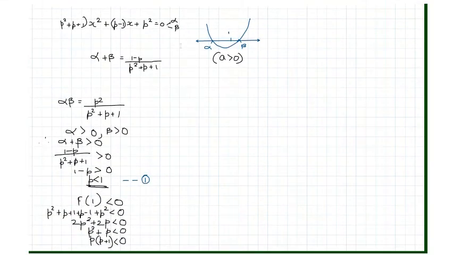First we'll use the equation for roots. We get alpha plus beta equal to p square by p square plus p plus 1. Alpha plus beta is greater than 0. We have 1 minus p greater than 0, and p is less than 1. We know that p square plus p plus 1 is always greater than 0.